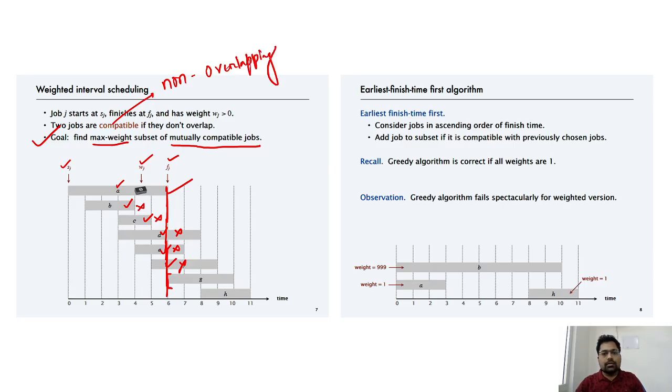Okay. This is what the compatible means. So we want the compatible jobs which we already found using the greedy approach. But here we assign a maximum weight. Means those subset or set of compatible jobs we want to find which will provide us the maximum weight.